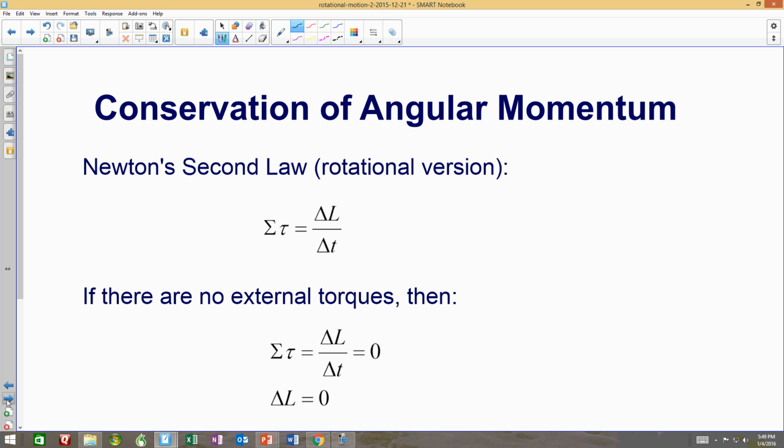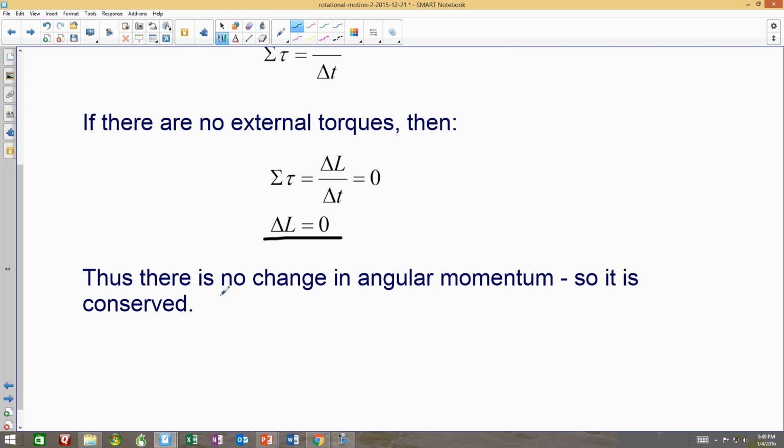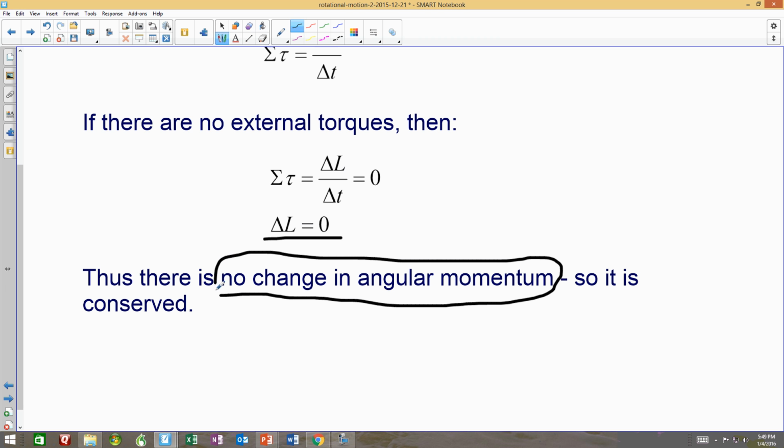So Newton's second law, the rotational version, remember, is the torque is equal to I alpha, which is then equal to delta L over delta t. If there are no external forces, that means the angular momentum change must be 0. So there's no change in angular momentum when the net torque is 0. And when the net torque is 0, that also means the net force is 0.